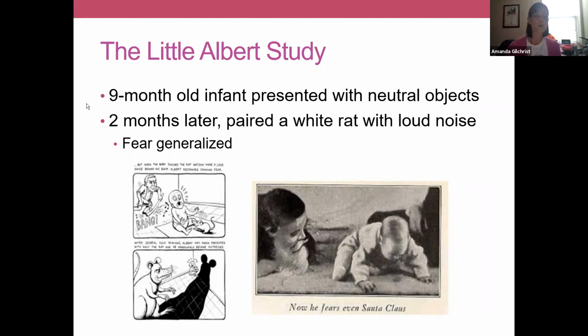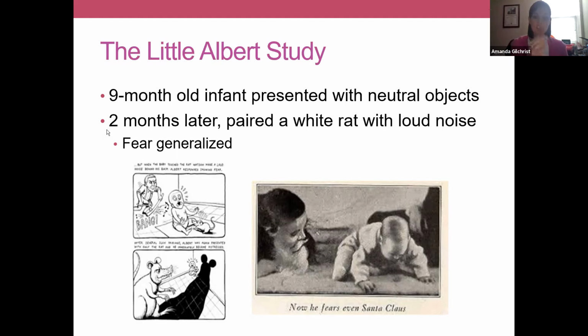Originally, this 9-month-old infant was presented with neutral objects, looking at different types of animals. They presented the infant with things like rabbits, monkeys, and a white rat. At 9 months of age, the infant hasn't had enough life experience or exposure to know to be afraid of these things. Oftentimes our fears are learned either through our experiences or by watching other people.